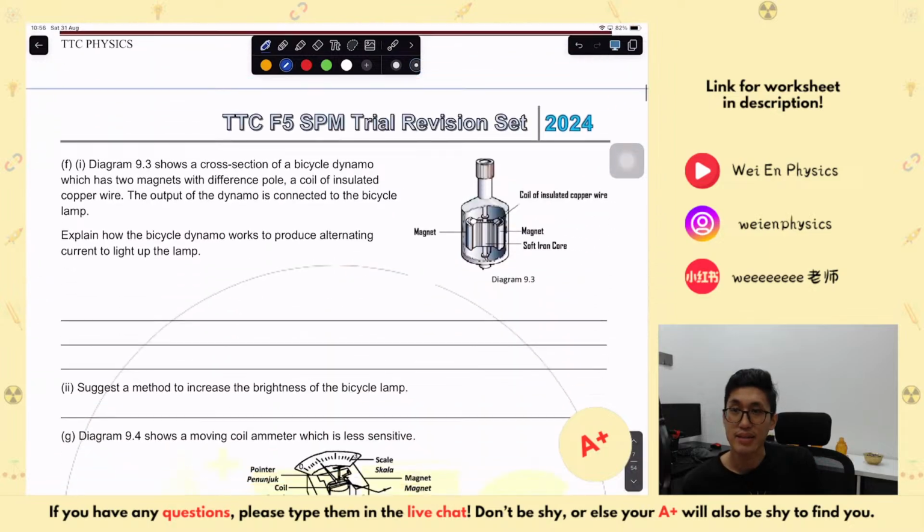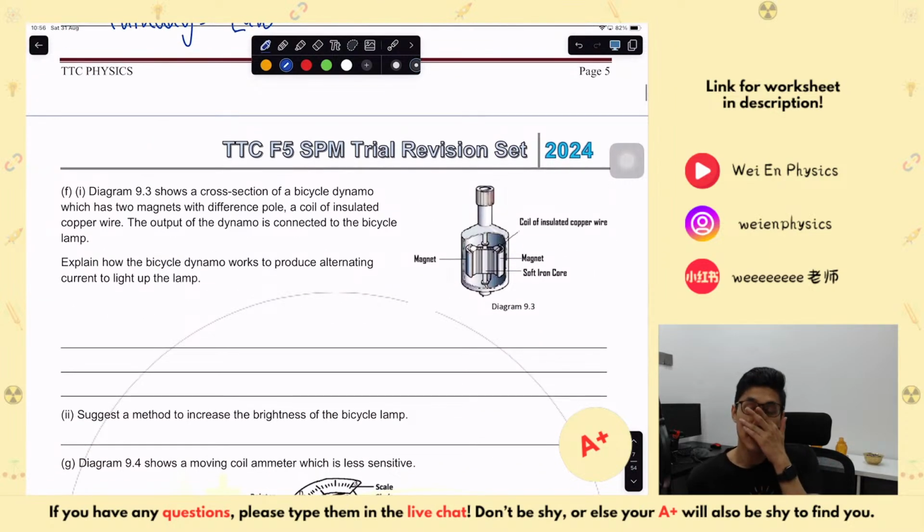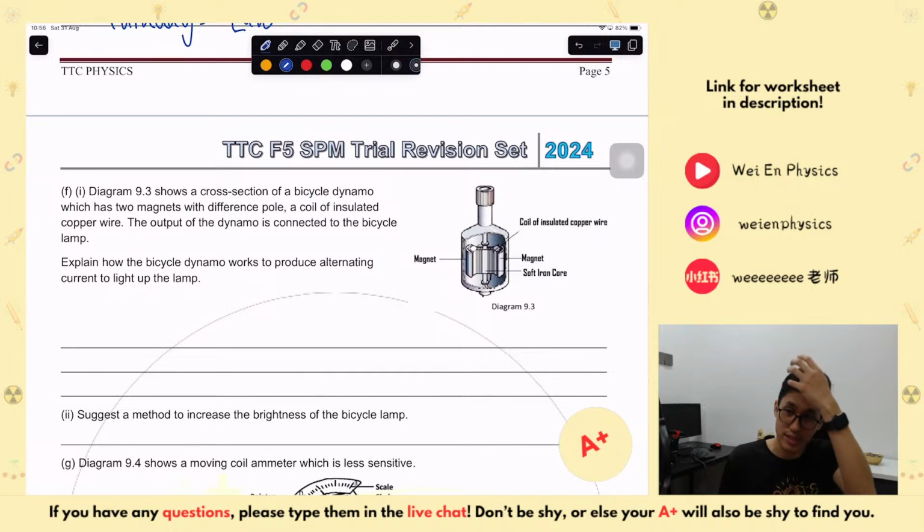Alright, next. This is a bicycle dynamo. Yeah, bicycle dynamo is the thing that you attach to the bicycle wheel. When you ride the bicycle, it will spin this dynamo and then it will produce light. I mean, not produce light in the dynamo lah. It will produce electricity and then the electricity will go to a light and then you can turn on the light. Yeah? So explain how the bicycle dynamo works.